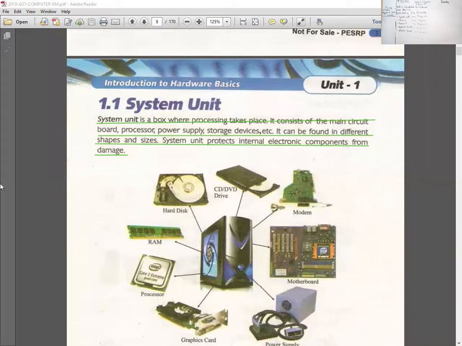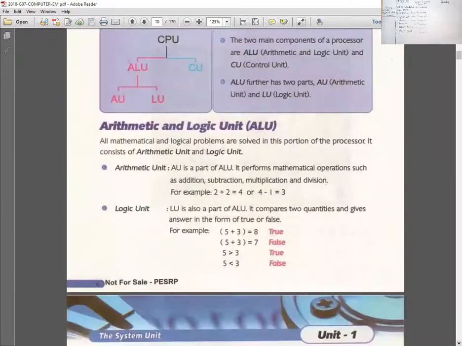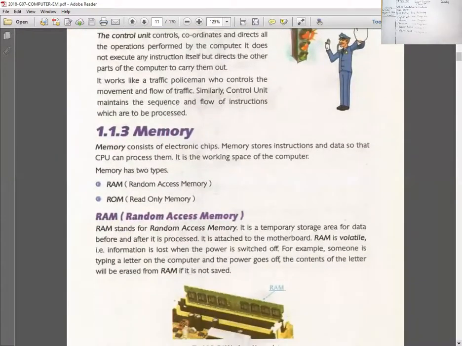Okay, now we will move to the definition of memory, which is on page number 7. Here is page number 7, and you can see the definition of memory, and I am going to underline it. Memory consists of electronic chips. Memory stores instructions and data so that the CPU can process them. It is the working space of the computer.